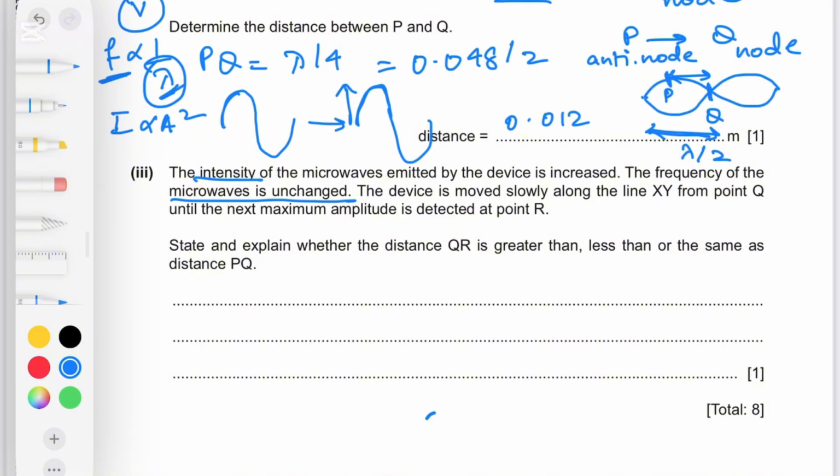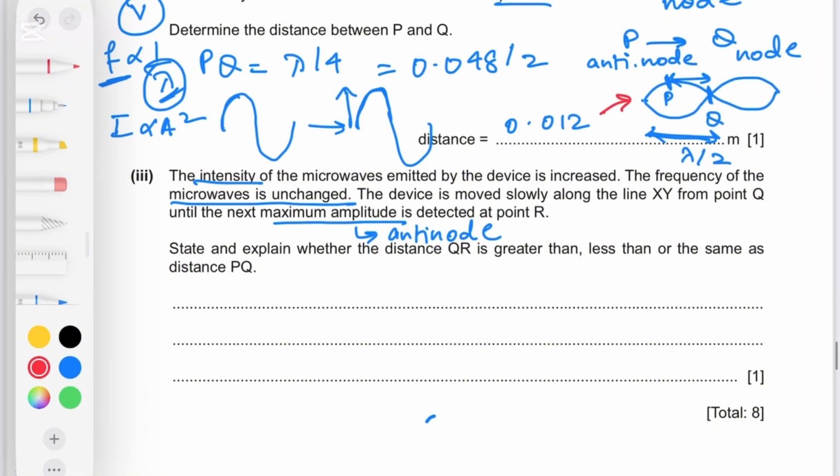The device is moved slowly along the line XY from point Q until the next maximum amplitude, meaning until the next antinode is detected. So let's come back to this visual representation. Now the device is moved from Q up until the next antinode, the next maximum amplitude. So that would be this distance over here.